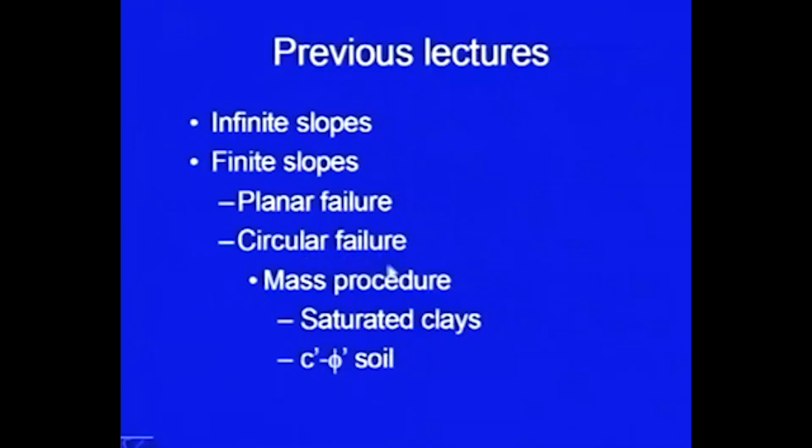In these methods, we discussed that there are two categories. The first category is those methods in which we take the whole mass above the failure surface as a whole, as a free body, and consider its equilibrium. In the second case, we divide the mass into slices. So, we were discussing the first method, in which we started with the saturated clays. Saturated clays means phi was assumed to be 0 and only C was present, and then we started discussing the C dash phi dash soils.